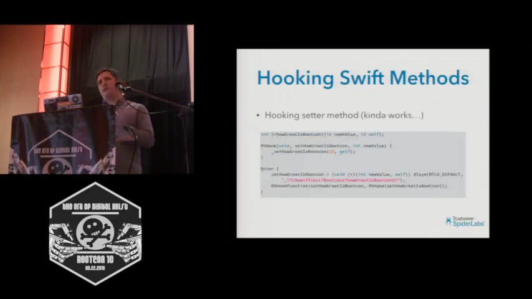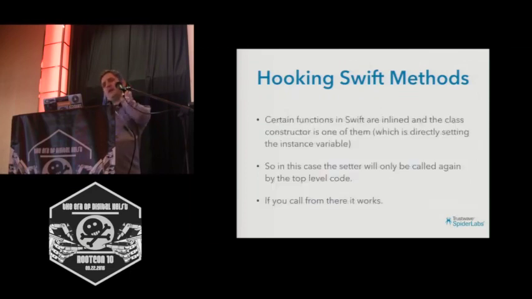You can hook the setter method, which kind of works. So it's just hooking the set-how-great-is-ROOTCON method. When I say it kind of works, it's that certain functions in Swift are inlined, and obviously the class constructor, the init method, is one of them. And in this particular case, it's directly setting the instance variable. Basically, the setter will only be called again by the top level code. So if you can call it from there, that works, but anywhere else it doesn't. So that's why it kind of works.